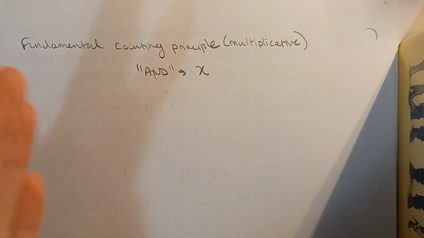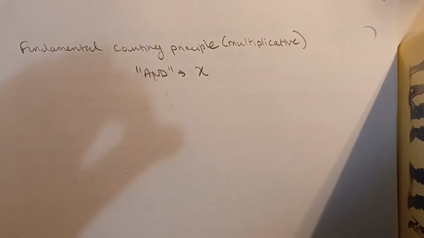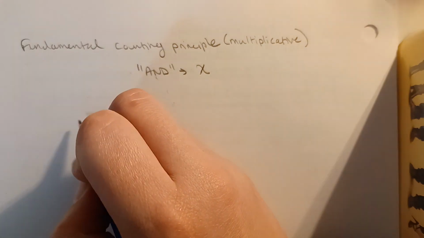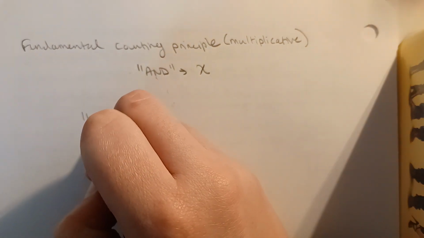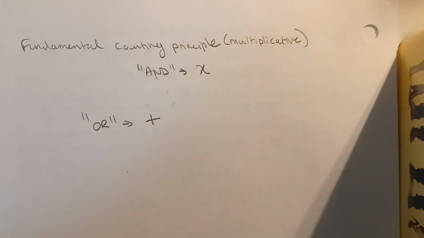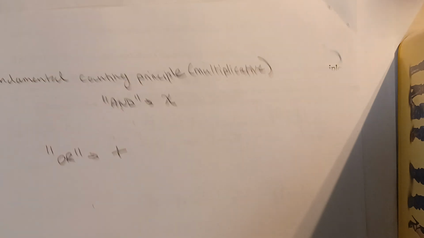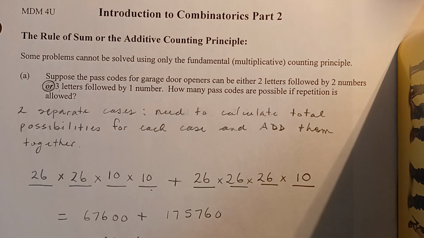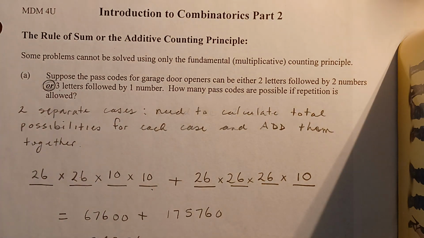This was referring to multiple stages with a different number of choices for each stage, where we can multiply them together to get the total number of possibilities. What I also mentioned in class was whenever we see the word or, we tend to add our number of choices together. So we're going to formalize that a little bit now. You should all have this note: the rule of sum, or the additive counting principle.